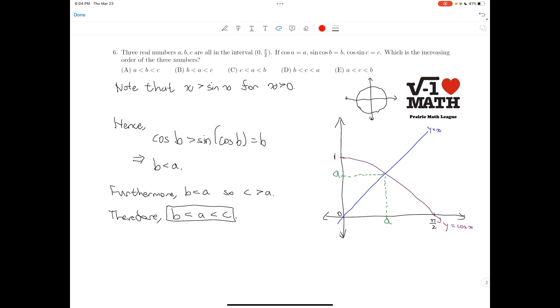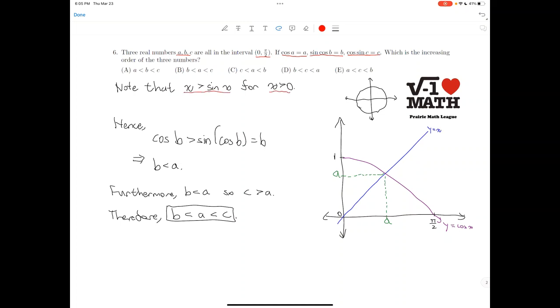For problem 6, 3 real numbers A, B, and C are all in the interval from 0 to pi over 2 exclusive. If cosine A is equal to A, sine of cosine of B is equal to B, and cosine of sine of C is equal to C, which is the increasing order of the 3 numbers? So first, we note that x is greater than sine of x, for x greater than 0.